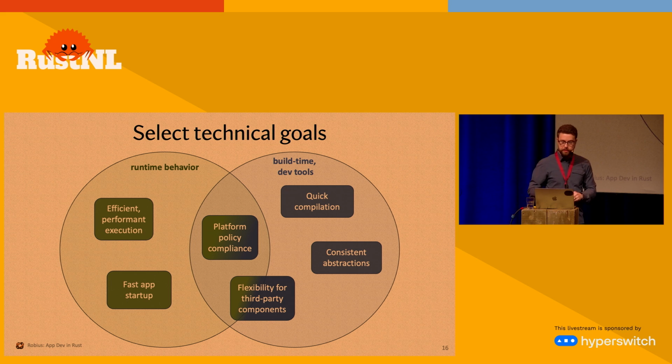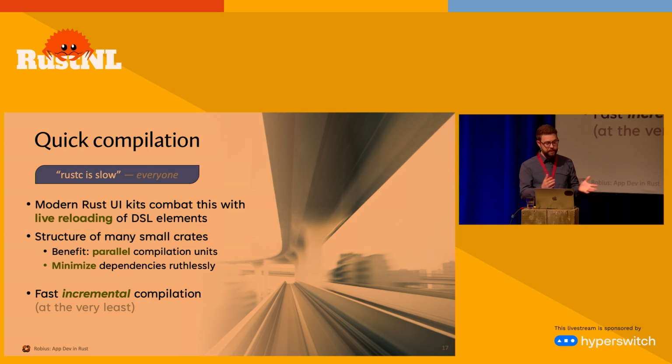Some of the technical goals, I'll just go over them real quick. We have things split into build time and developer tools, and then runtime behavior. I'll talk about two real quickly. Quick compilation I already touched on. As you saw with Makepad, and if you've seen presentations by Dioxus and other folks, a lot of these Rust UI toolkits combat slow compilation with live reloading of the DSL elements, which allows you to quickly change styles and things like that without recompiling Rust.